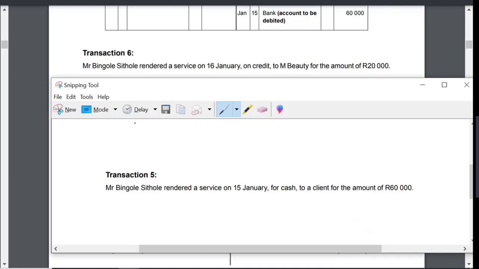The difference would be the payment method. Transaction number 5 was paid cash, and in transaction number 6 the company gained a debtor because the client didn't pay cash. It was work done on credit. Yes, that's correct, Faith. So the difference is that transaction number 5 is a cash transaction and transaction number 6 is a credit transaction.